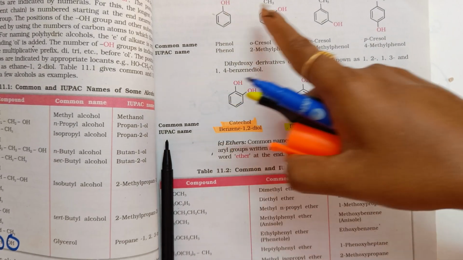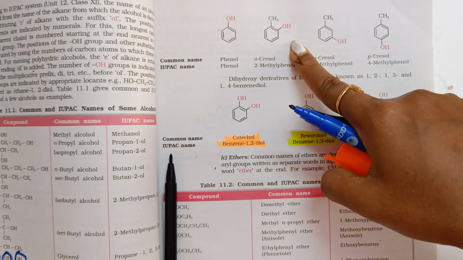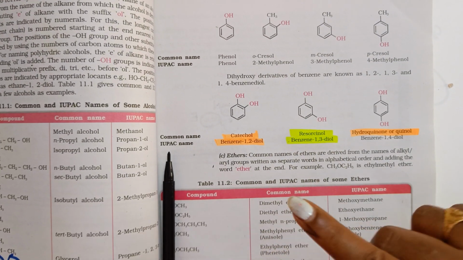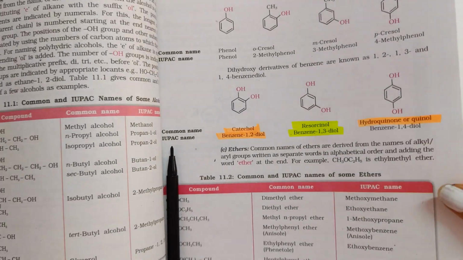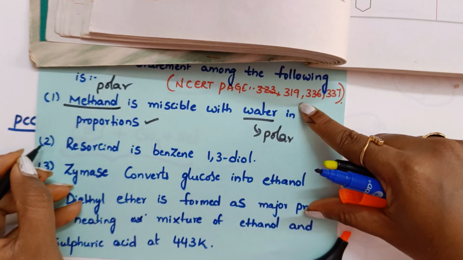At the same time, there are cresols also, ortho, meta, para cresol. One CH3 and one OH is there, means cresol. Two OH groups are there, first position, third position, that is resorcinol. So whatever option is given here, this is also a correct option.